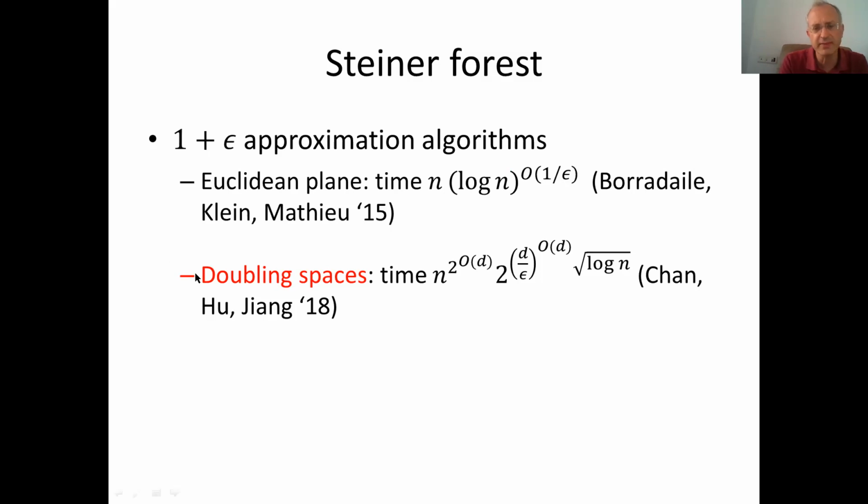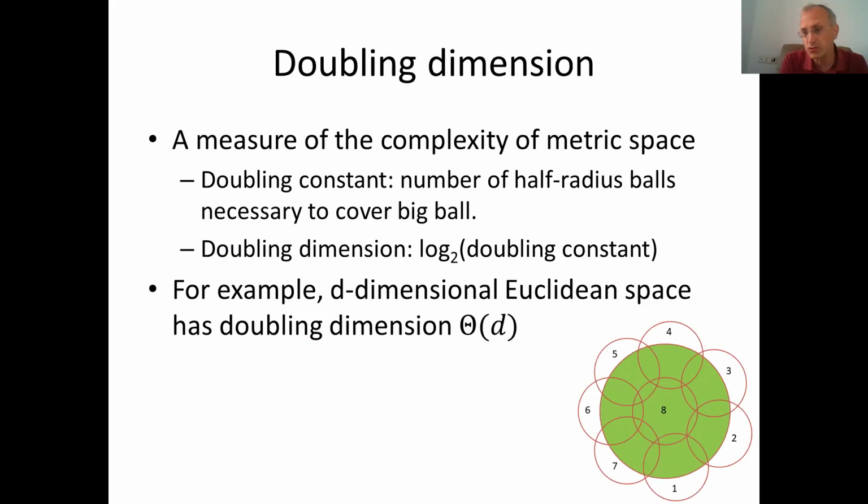Let's take a look at their runtime. The leading term in the runtime is n to the 2 to the d, where here d is the doubling dimension. Okay, so there's a very steep dependence on the doubling dimension over there. I'll just remind you what doubling dimension is. Doubling dimension is a way to measure the complexity of a metric space. A doubling constant is the number of half-radius balls necessary to cover a big ball. The doubling dimension is the log of the doubling constant. So here in this example, in the plane, I have a big ball, and I've covered it with 8 small balls, and I think that you can actually do it with 7. Okay, but that's the idea.